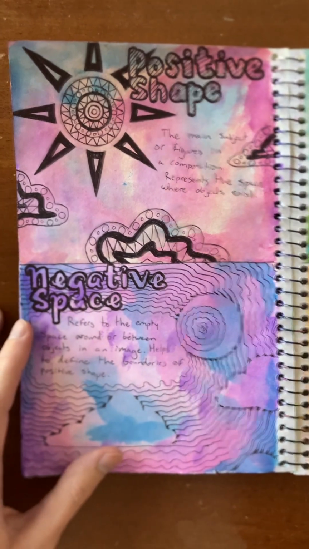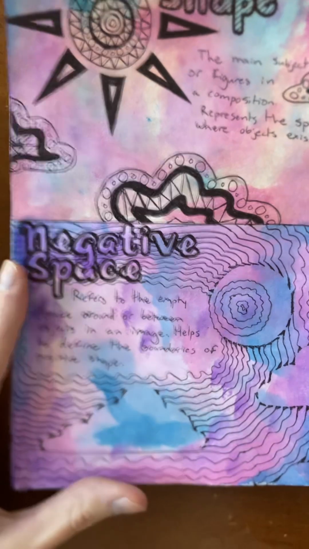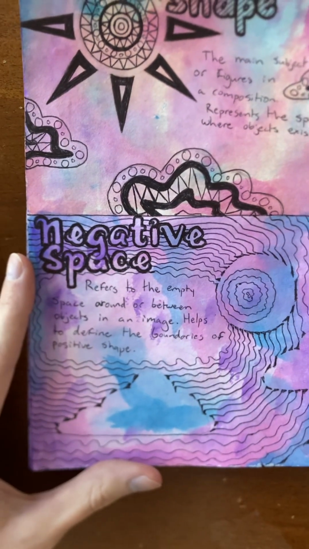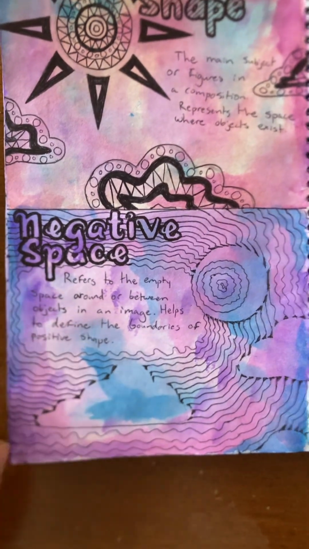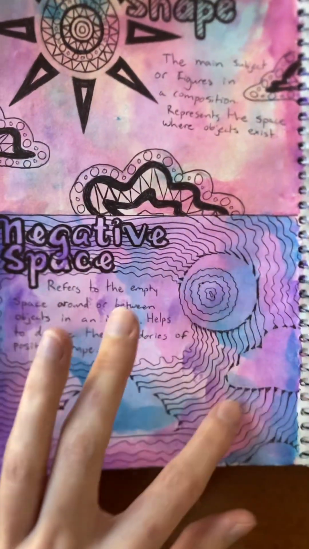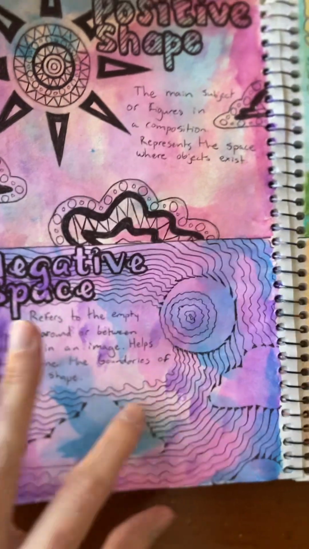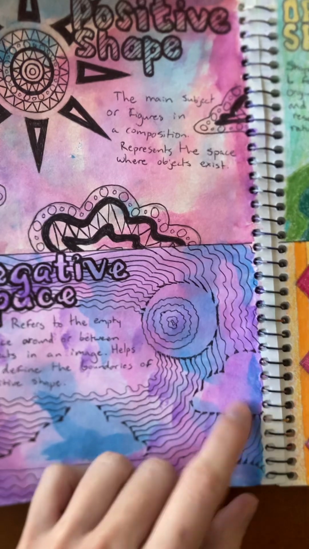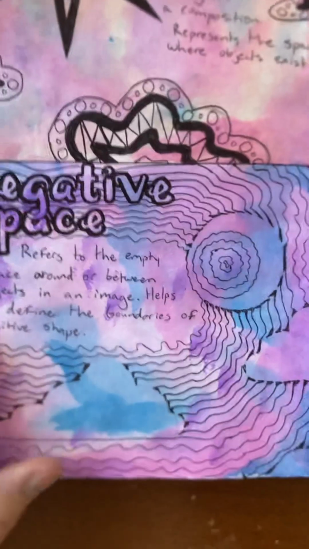And the next one is negative shape. Negative shape refers to the empty space around or between objects in an image. It helps to define the boundaries of positive shape. So what I did for this one is I made these wavy lines extending from the border of my text box to kind of outline my moon and my clouds that I have going on this page.